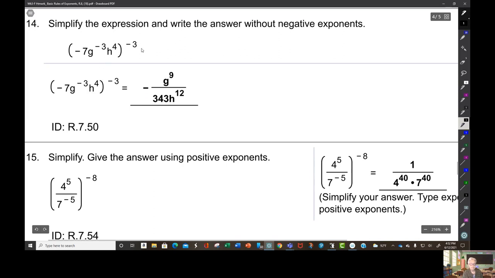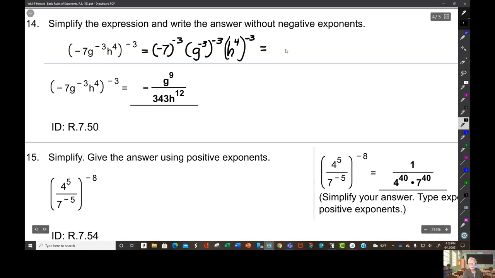All right. Now, there are steps to this. All of these numbers and variables are raised to this power. So this is how we're going to write it. Negative 7 to the negative 3rd power. G to the negative 3rd, to the negative 3rd power. H to the 4th, to the negative 3rd power.